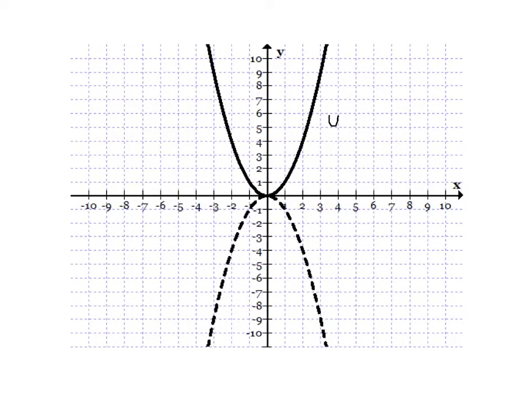So here, we've got y is equal to x squared. The dashed line is y is equal to negative x squared. So hopefully you can see that by adding this negative, we have turned our happy face parabola into a sad face parabola.